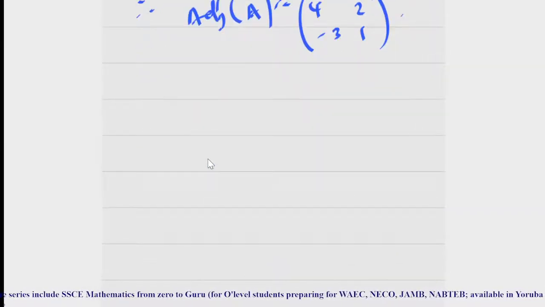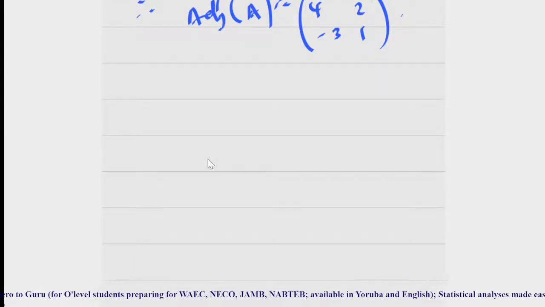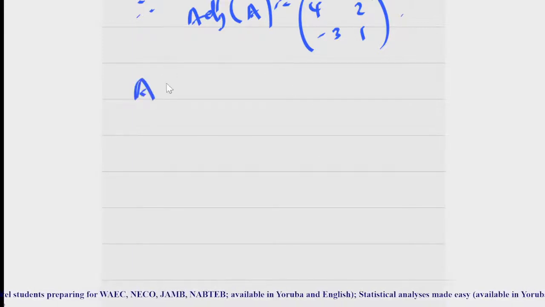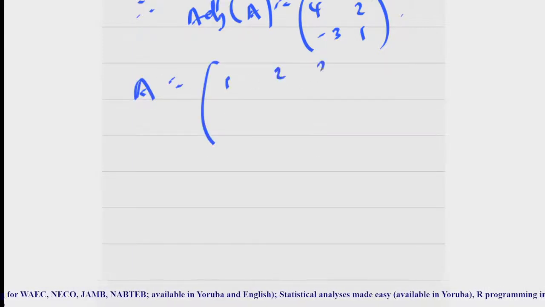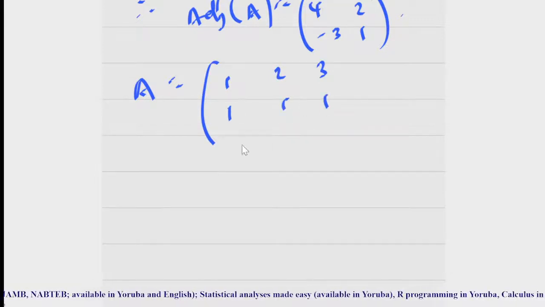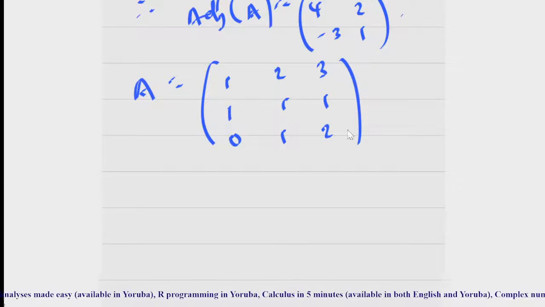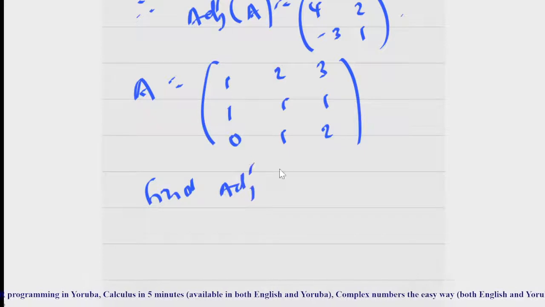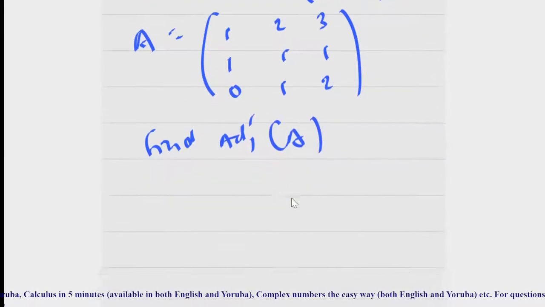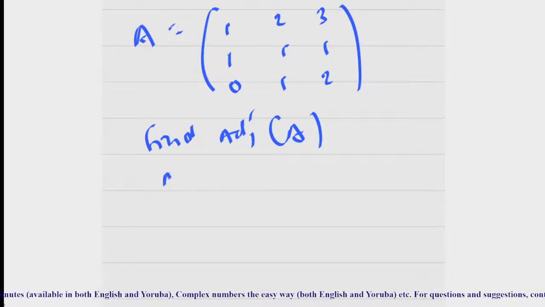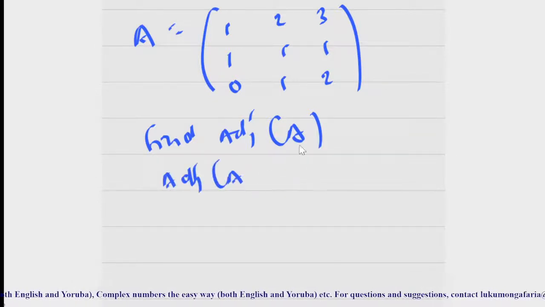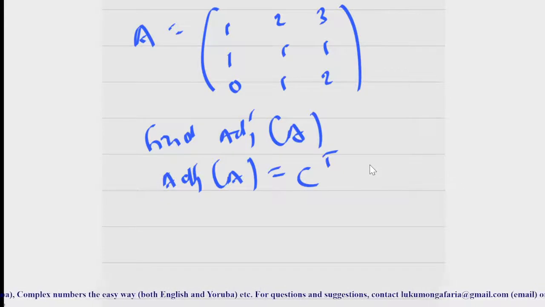Okay, what if you have a 3 by 3 matrix? It is not difficult to do as well. Let's say I have my A to be 1, 2, 3, 1, 1, 1, 0, 1, 0. Or let me say 0, 1, 2, so that you don't have a singular matrix. So find the adjoint of A. Don't forget I said the adjoint of A is defined by C transpose, where C is what?